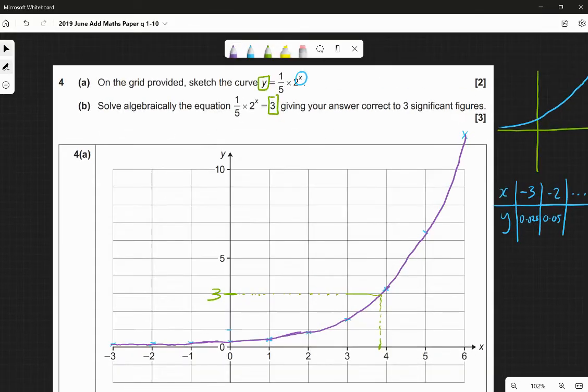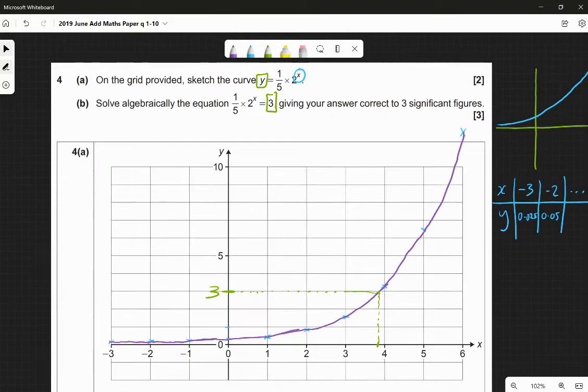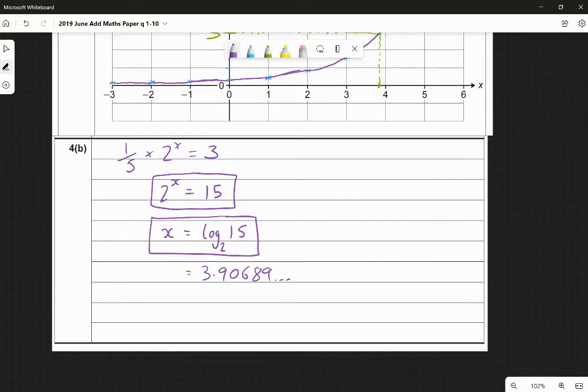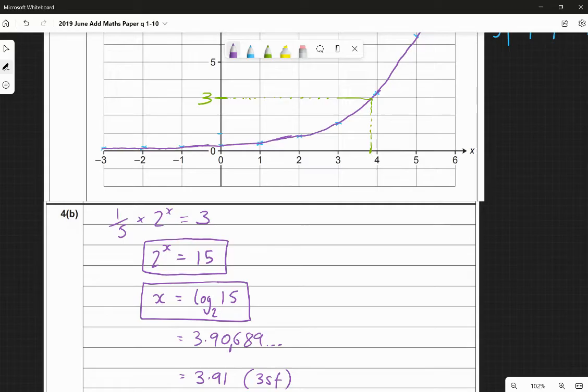Now, what does it ask me? It says giving your answer to 3 significant figures. So to 3 significant figures, the cutoff point would be there because the third significant figure is that 0 digit. So the 6 after that cutoff point is high, so the 0 rounds up to 1. So this is equal to 3.91 to 3 significant figures. So my estimate from my graph was pretty accurate. I said 3.8, 3.9, and it was actually 3.91 more accurately.